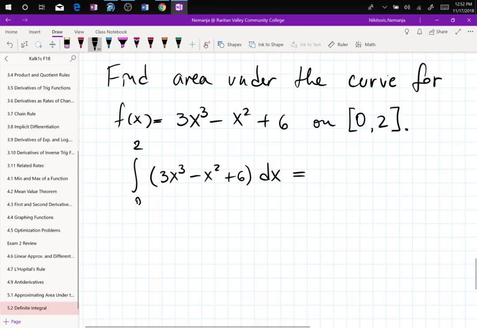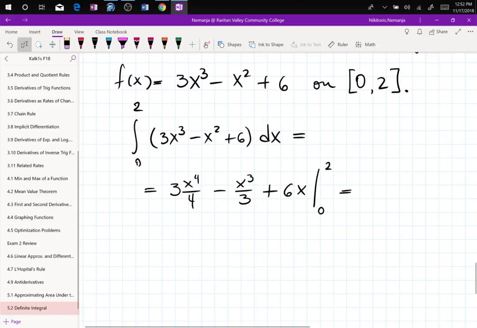So what's the integral of 3x cubed? So 3 times x to the 4th over 4, yes. Minus, how about x squared? x cubed over 3. And how about 6? 6x. We put a vertical line and say compute from 0 to 2. Now the formula that we just saw is compute at the upper limit first.